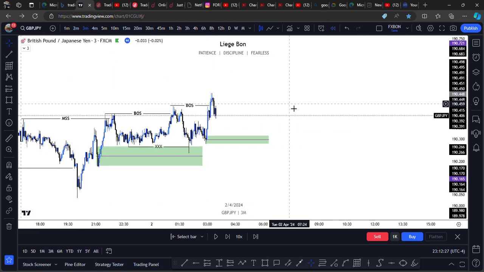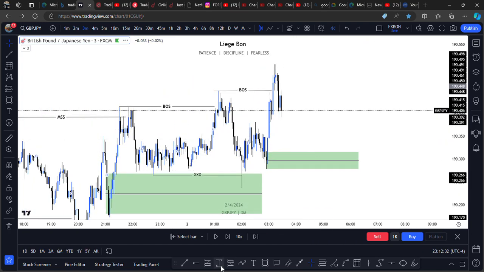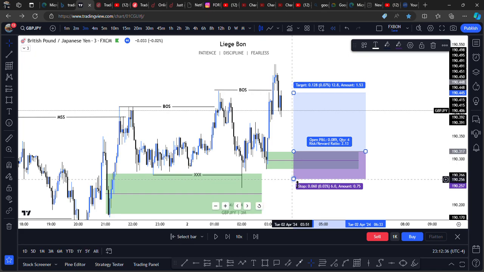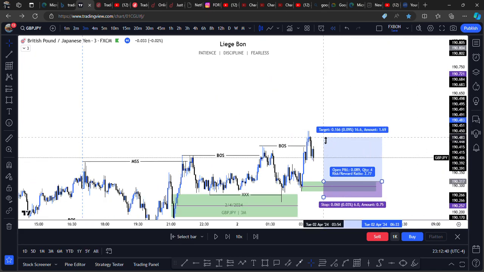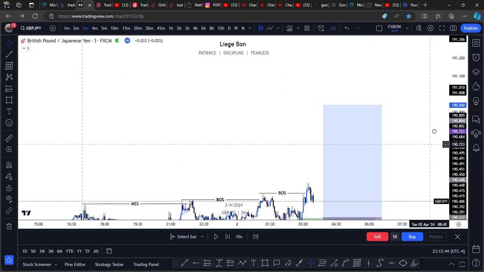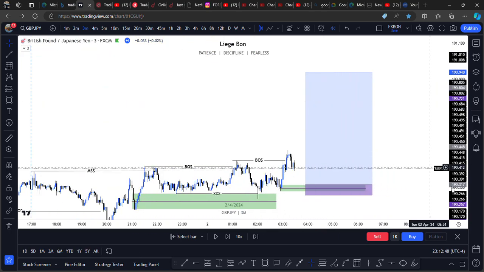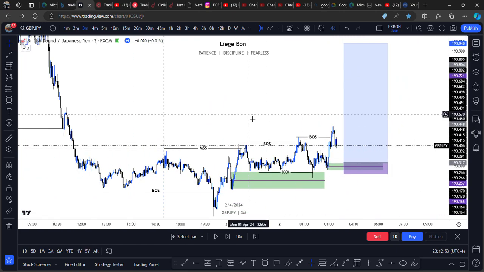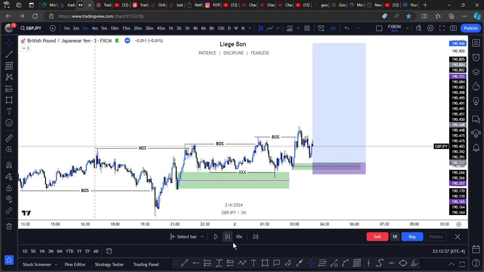So while we wait, now we've seen that we have a break and a new demand. Now I would love to be a buyer here, my SL right there, and I would love to go for a 10 hour. All right, just like so. Let's play this market and see what happens next.